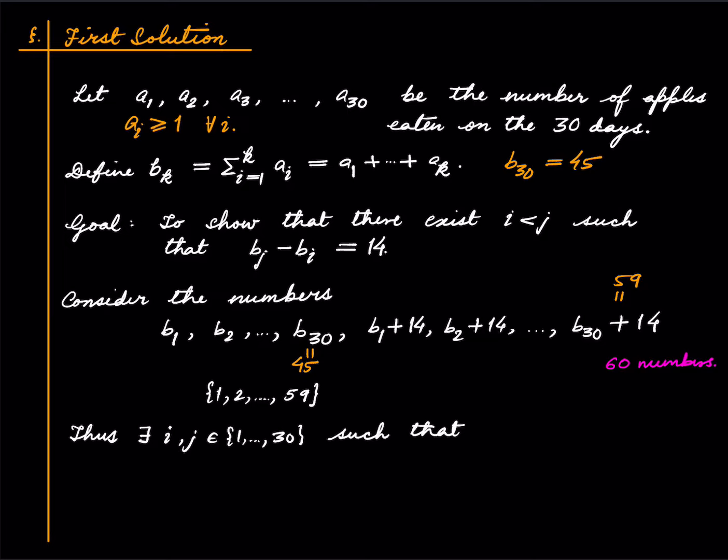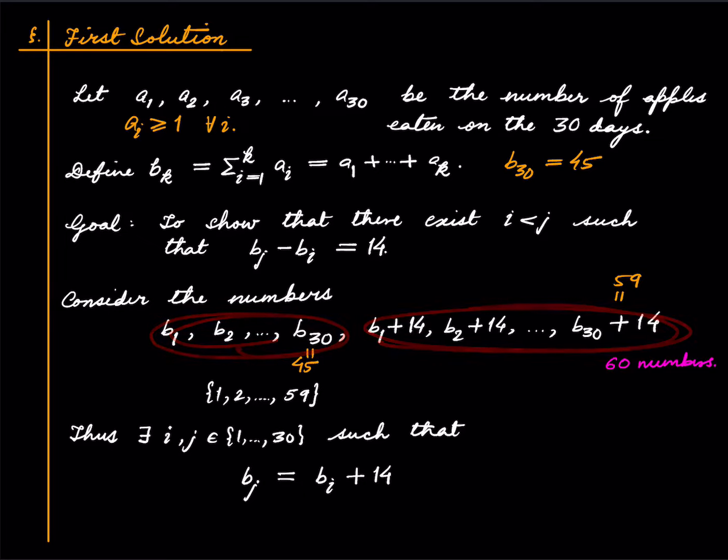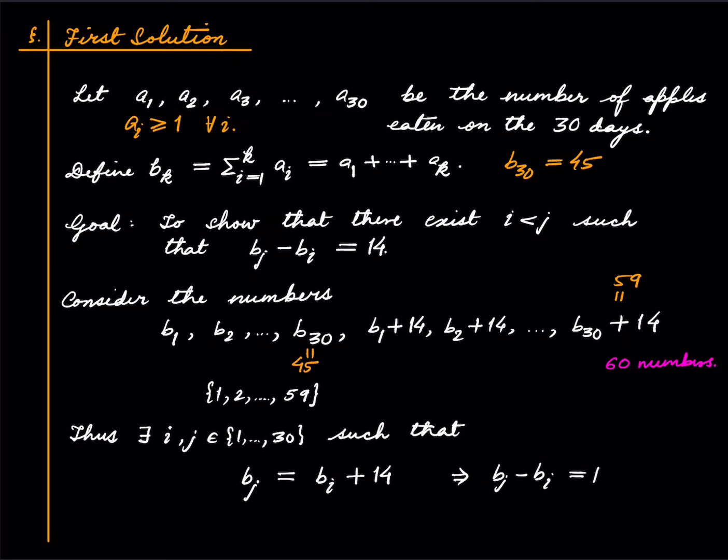So there exist i and j such that bj equals bi plus 14. That's what we just argued, and this finishes the proof. This implies bj minus bi equals 14, and it is automatic that j is greater than i, because b1, b2, b3 are in strictly increasing order. Okay, so that's a very nice, very short solution to a fairly puzzling problem. And this is not how I thought of it. I thought of a different solution, which is what I'm going to present now.